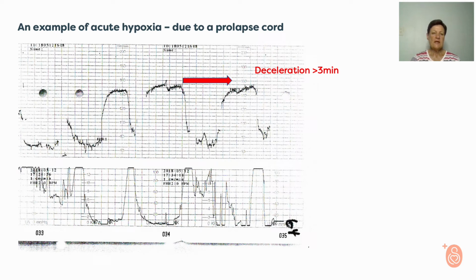And this is an example of acute hypoxia, in this case due to a prolapsed cord, and you can see here the decelerations and the very prolonged decelerations. In this case, the deceleration was more than 3 minutes long.